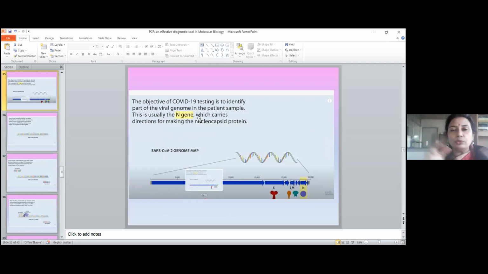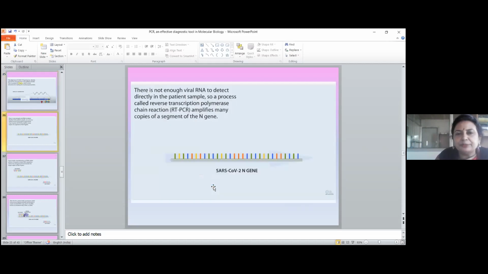Out of the whole viral genome, sorry, not DNA, RNA, out of the viral genome in the patient sample, we detect any one of the genes. The most important is the N gene, that is the nucleocapsid gene. You can see this arrow-like blue diagram showing various genes. So this is the N gene, M gene, envelope gene, spike protein gene. So there are so many genes. The N gene is supposed to be the most important one that is to be detected.